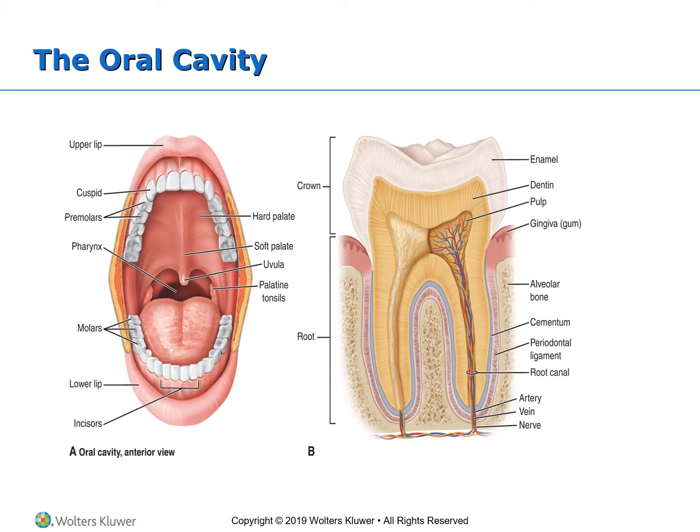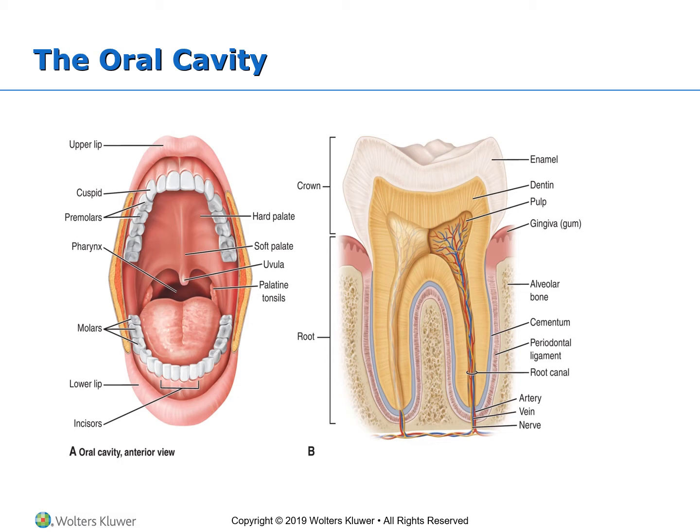If we are looking at the level of the crown, you can see that there are 3 layers. We have an outside very hard layer of calcified bone that is called the enamel. Under it, we have another layer that is called the dentin.